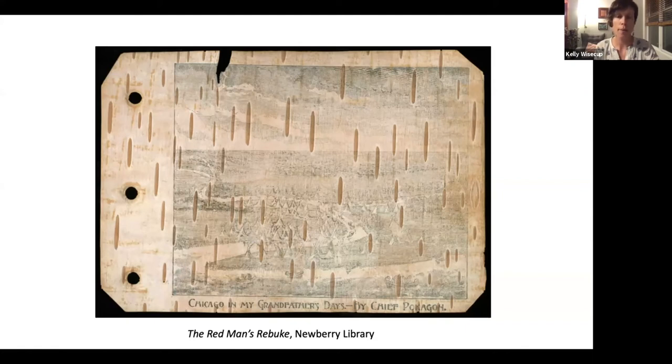He wrote later on, "They brought among us fatal diseases that our fathers knew not of. Our medicine men tried in vain to check the deadly plague, but they themselves died, and our people fell as fall the leaves before the autumn's blast." Pokagan then links these diseases to what he calls a cyclone of civilization. That, as he puts it, rolled westward.